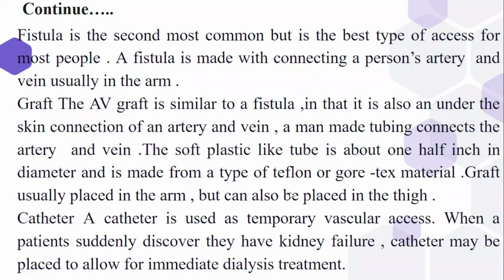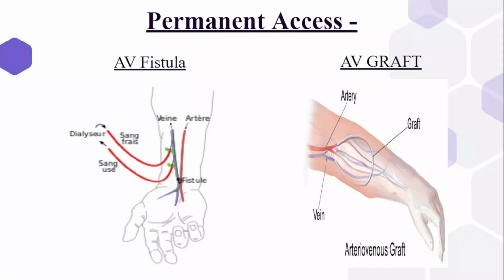Next is the catheter. A catheter is used as a temporary vascular access when a patient suddenly discovers they have kidney failure. A catheter may be placed to allow immediate dialysis treatment, right? This is a temporary vascular access. Permanent vascular access is divided into two types. Fistula and AV graft are the types of permanent access, right?